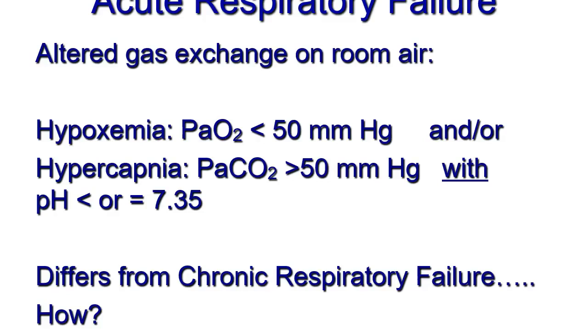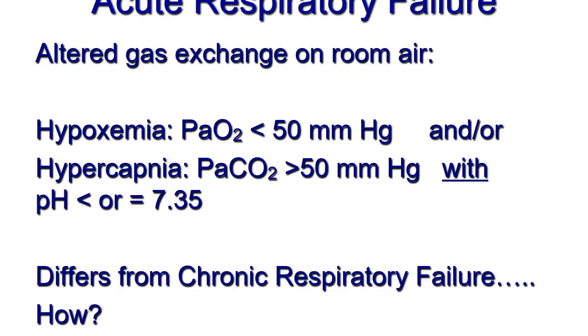This video is going to cover acute respiratory failure, acute respiratory distress syndrome, and pulmonary embolus. So with acute respiratory failure, we have altered gas exchange on room air. This often can happen with patients who have chronic respiratory conditions that decompensate.